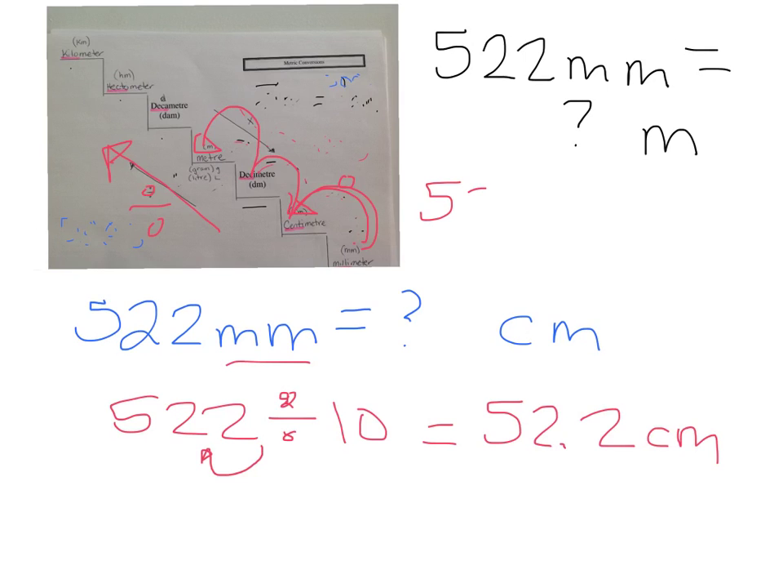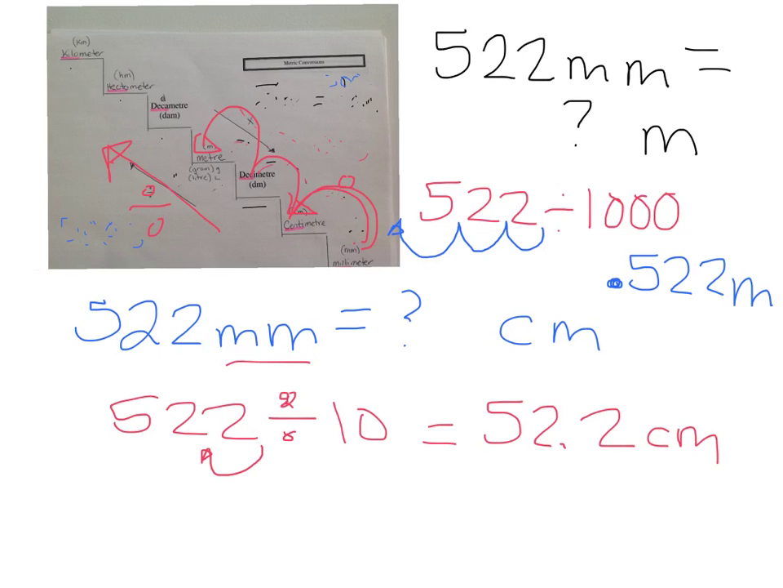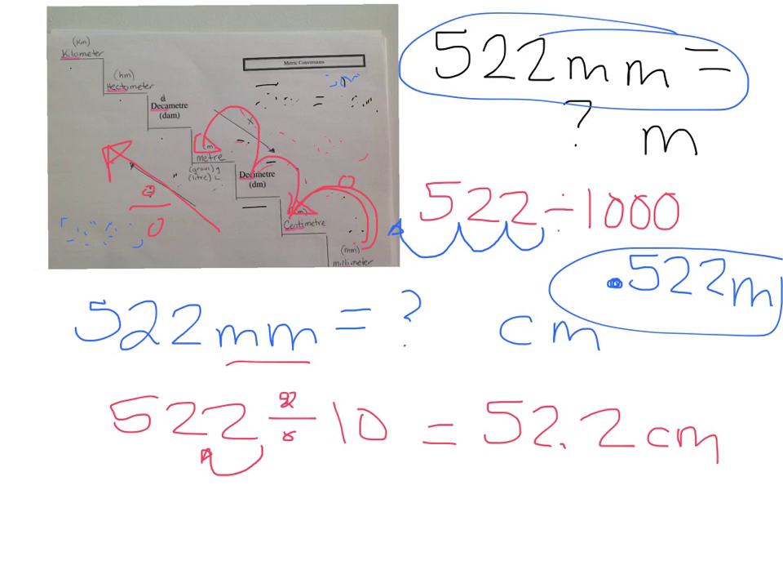So I have 522 divided by 1, 2, 3 steps, 3 zeros. So I take my decimal that's always at the end if it's not written, and I go 1, 2, 3 steps for my 3 zeros. And that's going to be decimal 522 meters. So 522 millimeters is about half a meter, 0.5.